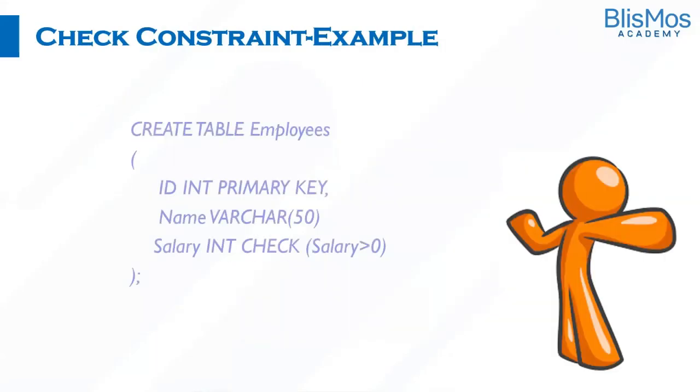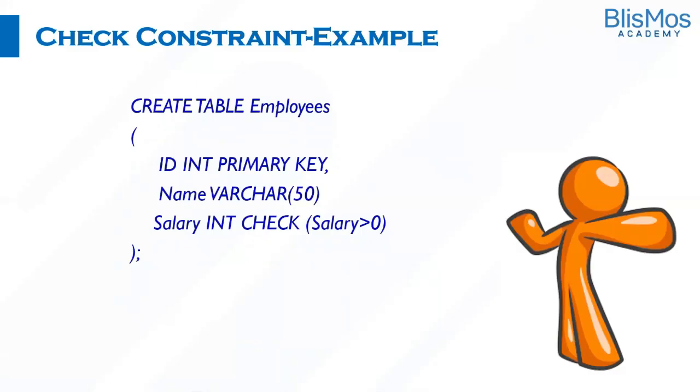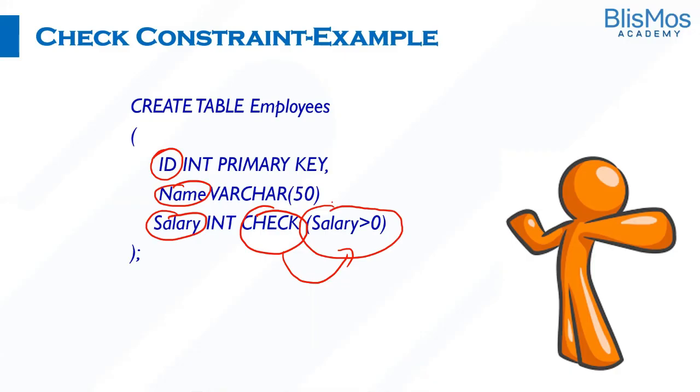Let us say you created a table. The name of the table here is employees, which has an ID attribute, name attribute, and salary attribute. So here we are specifying a check constraint. It says salary should be greater than 0. Who on earth wants to take a salary less than 0, right? Yes, we define a check constraint greater than 0.